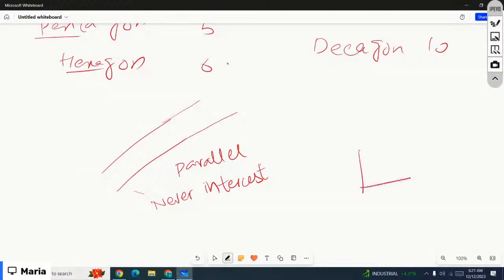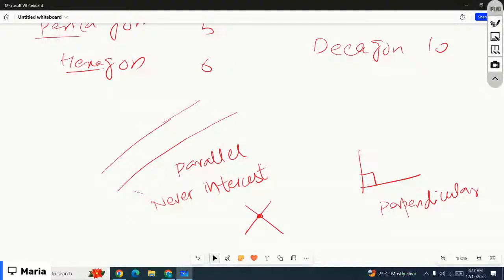Then you have perpendicular lines, two lines like this. If they make an angle of 90 degrees, they are perpendicular lines. The next one is intersecting lines. If two lines intersect at only one point, that means they are intersecting lines, right? So this is the classification of lines.